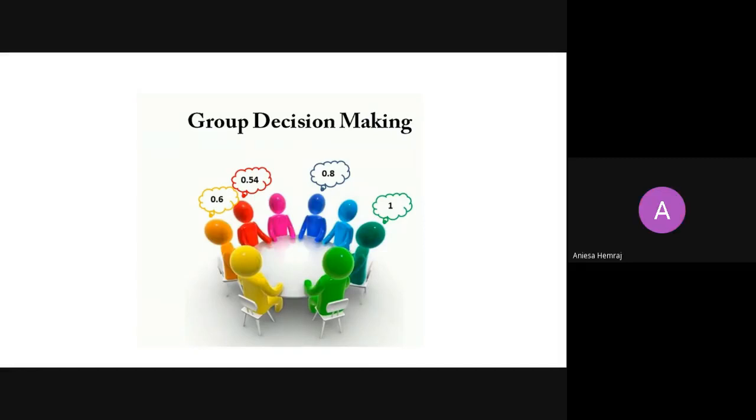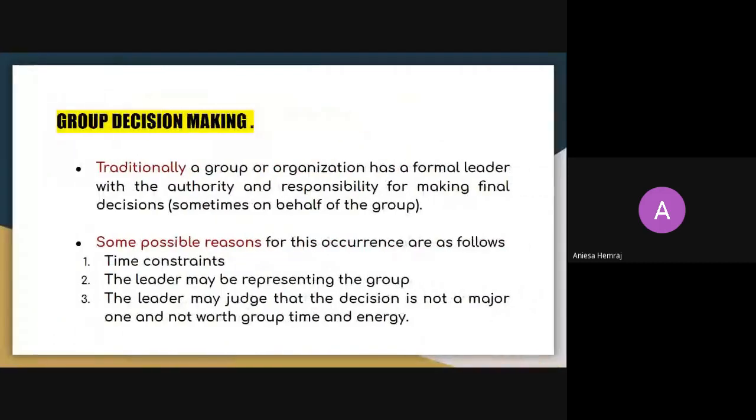So group decision making. Can you guys hear me? Can somebody just confirm? We're hearing you. Okay, thank you. So group decision making.